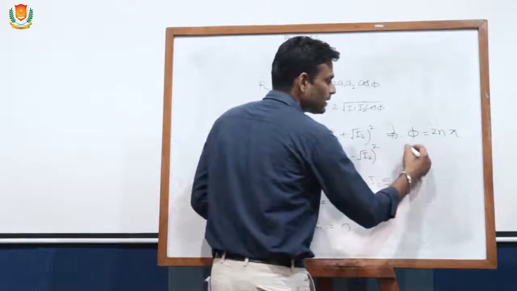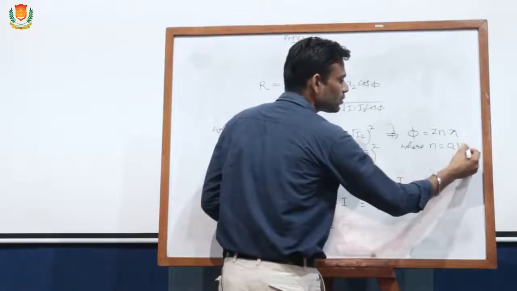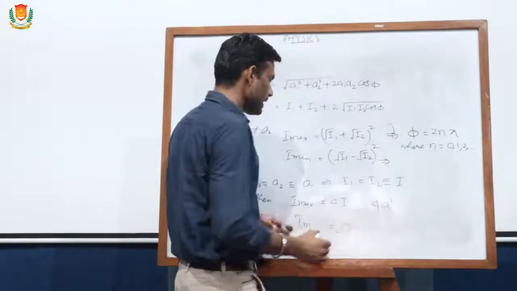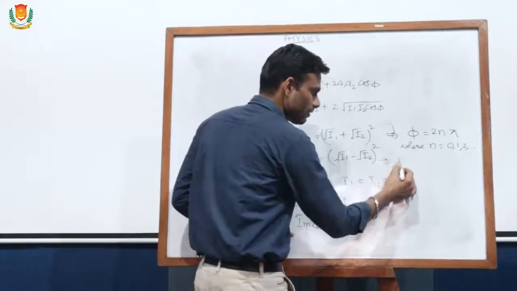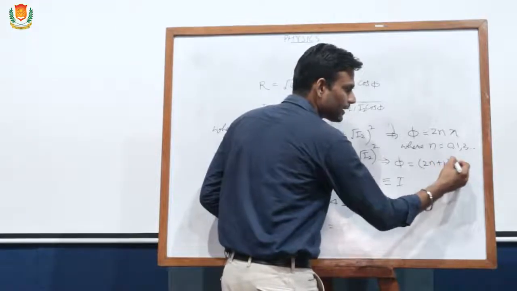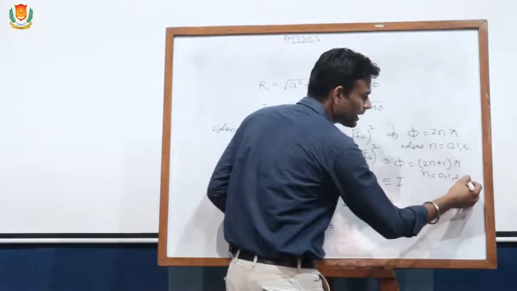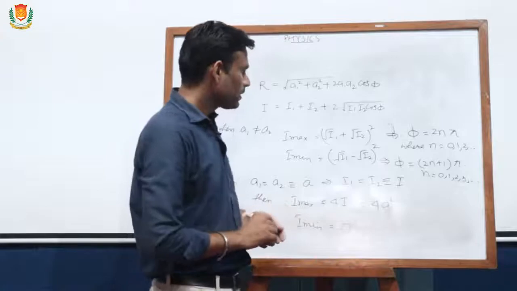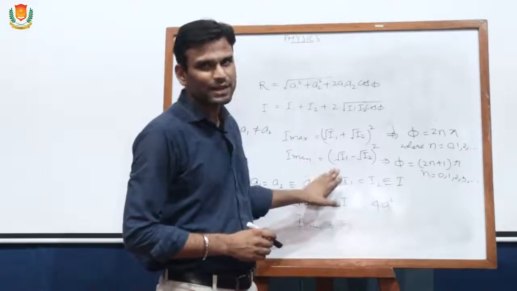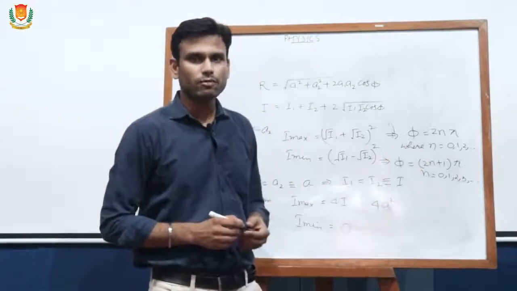You remember this, where n is equal to 0, 1, 2 and so on. And the condition for getting minimum intensity is that the phase difference between the two waves must be an odd multiple of pi. Here again, n equal to 0, 1, 2, 3 and so on, natural numbers. So these two are the conditions for getting maximum intensity as well as minimum intensity. On the basis of these two conditions, we can calculate the conditions in terms of path length.